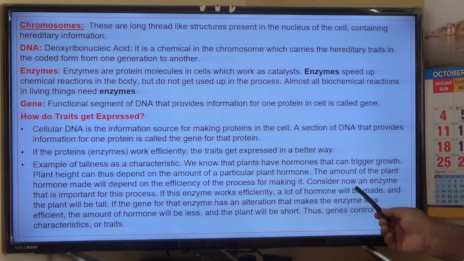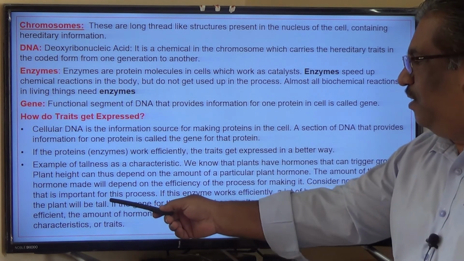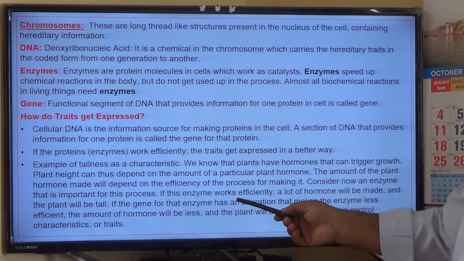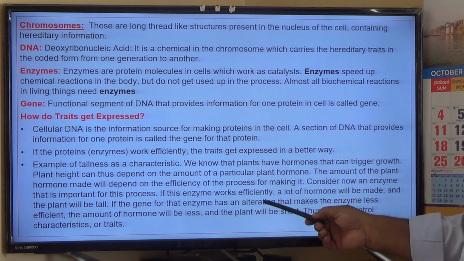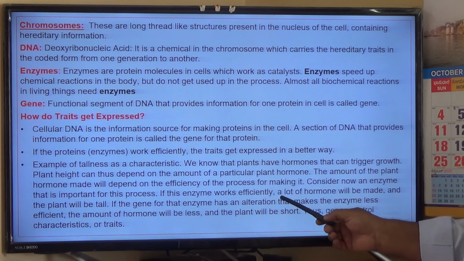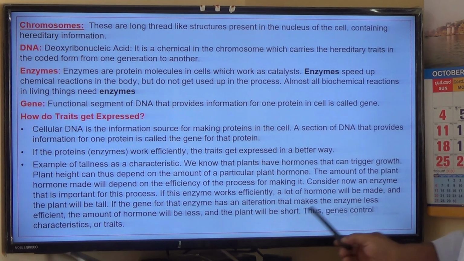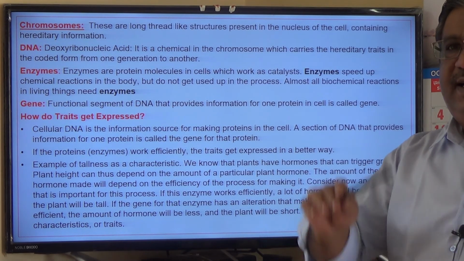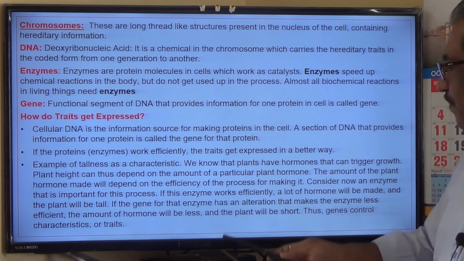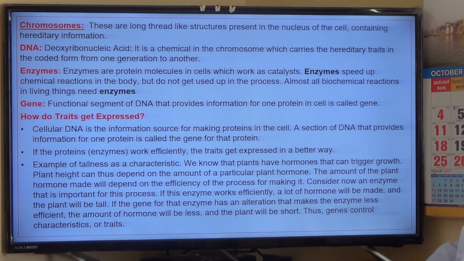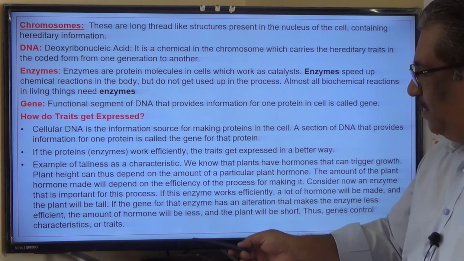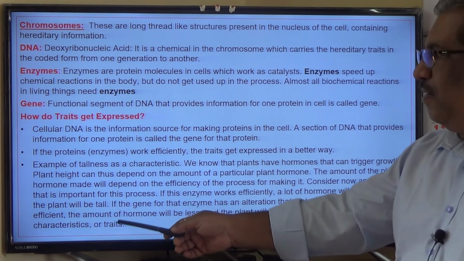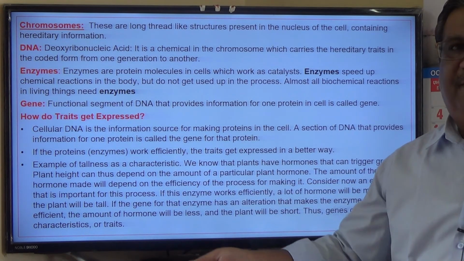So consider now an enzyme that is important for the hormone making process. Suppose the enzyme works efficiently. If the enzyme works efficiently, a lot of hormone will be made and the plant will be tall. If the gene for a particular protein has some alterations, and the enzymes work inefficiently, then less hormone is secreted. That makes the plant shorter, and thus genes control the characteristics or traits. So read this paragraph a couple of times, you will understand.